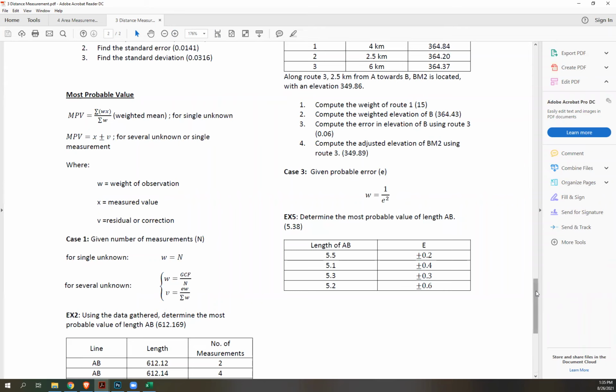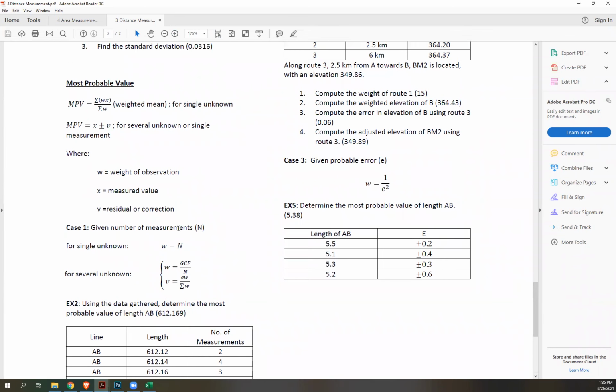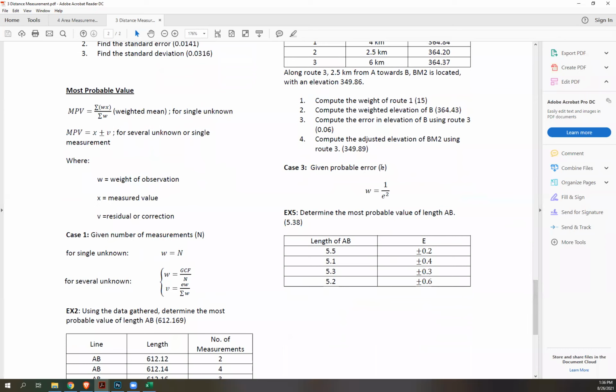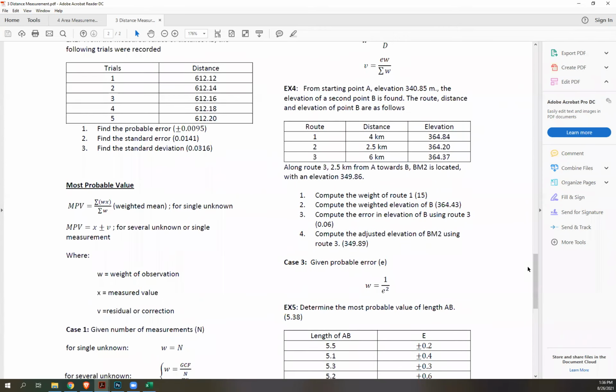Okay? So to recall, case 1, if given number of measurements N, this is your value for W and V. Case 2, if you're given B, again, these are your values for W and V. And then if you're given error, E, this is your equation for W. So most likely, if you're given error, there's only one thing being measured. So we're going to use this equation most of the time since it's always for a single unknown.